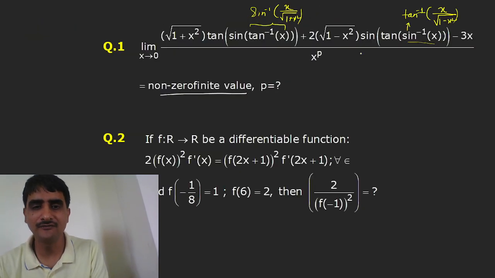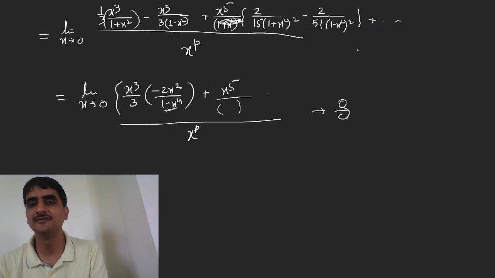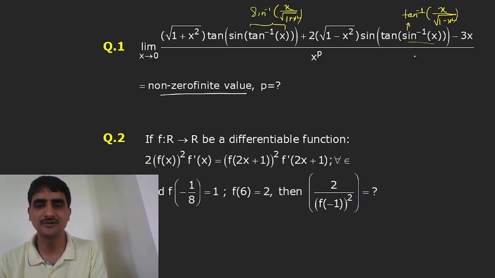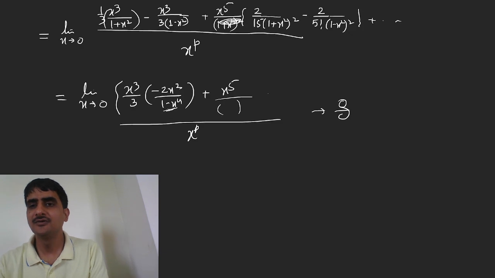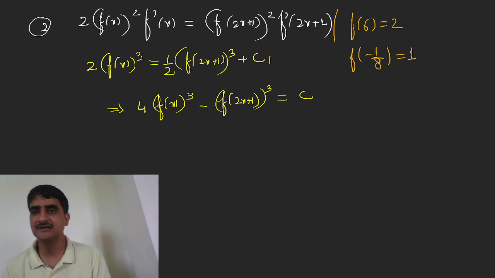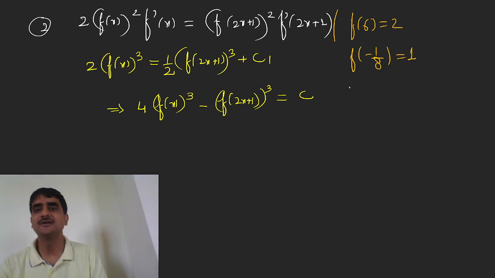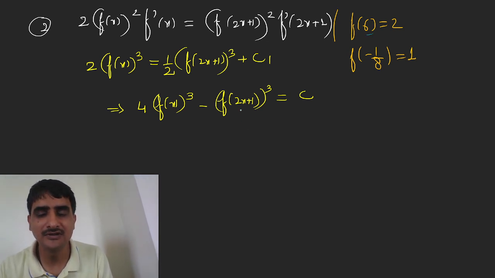Now what are we given? f of 6 as 2, f of minus 1 by 8 as 1, if I'm not wrong. Just let me check it quickly. Yeah. So we need C here. Once we have C, we can find any value by substituting x by any such number. Now we have f of 6. So how will this give f of 6?